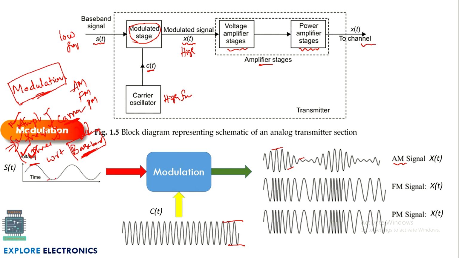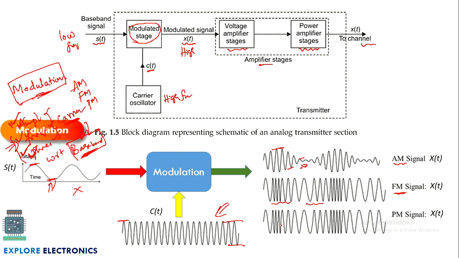Here it is high, here it is low. That's why the carrier amplitude is high here, and when the baseband signal amplitude is less, the carrier signal amplitude is less. This is AM. In FM, you can observe that according to the baseband signal, wherever it has a high voltage, the frequency is high. At the low voltages, the frequency is less.